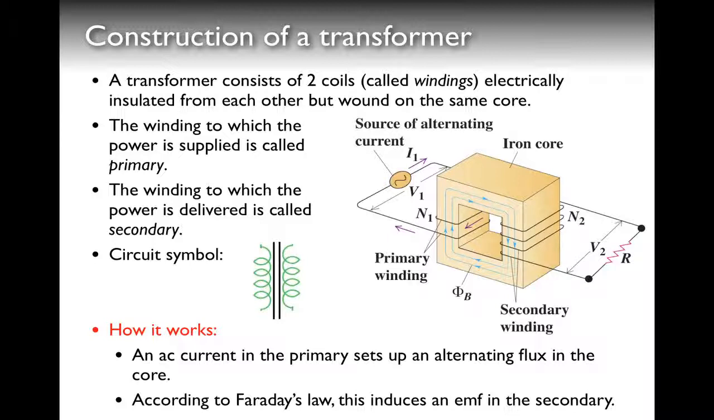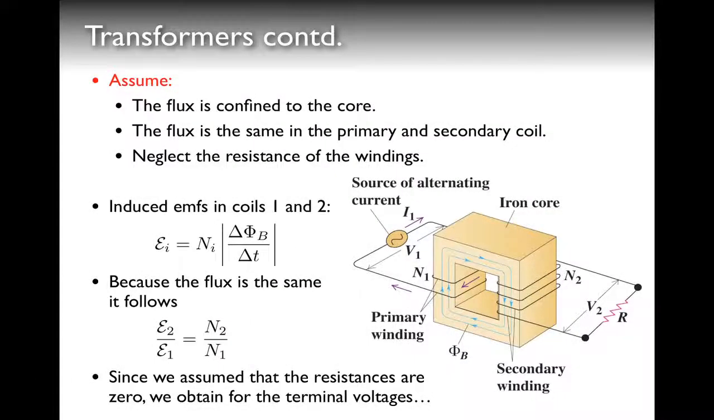We can now do the same calculation we did before. However, we make the following assumptions. First of all, the flux is confined to the core. The flux is the same in the primary and secondary, and we are going to neglect resistance of windings. The induced EMFs in coils 1 and 2 are going to be E1 equals N1 dΦ/dt and E2 equals N2 dΦ/dt. Now the flux dΦ/dt has to be the same in both, actually the change in the flux, meaning that E2 divided by E1 has to be the same thing as N2 divided by N1.